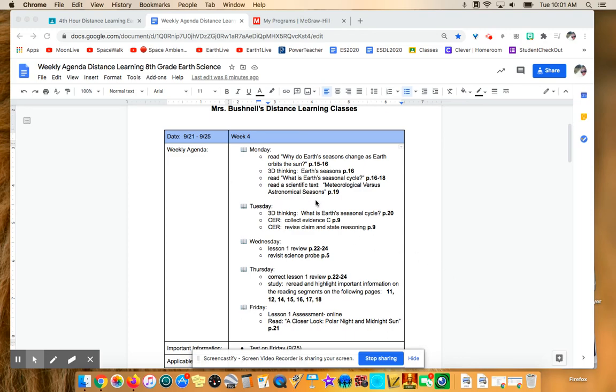Okay, the lesson for today, Tuesday, September 22nd. You guys are going to do the three-dimensional thinking problem on page 20, and you'll go back to page 9 in your workbook and finish the claim, evidence, reasoning pages. So you will collect evidence C, revise your claim, and then state your reasoning.